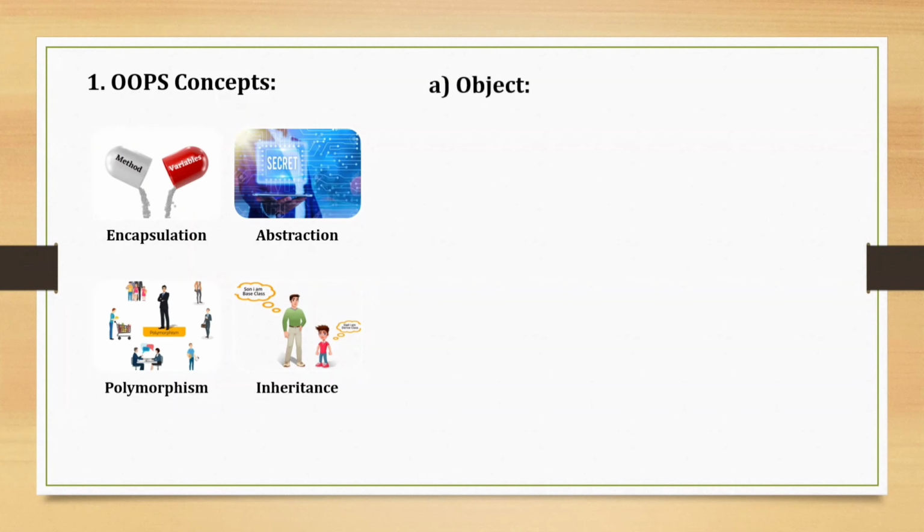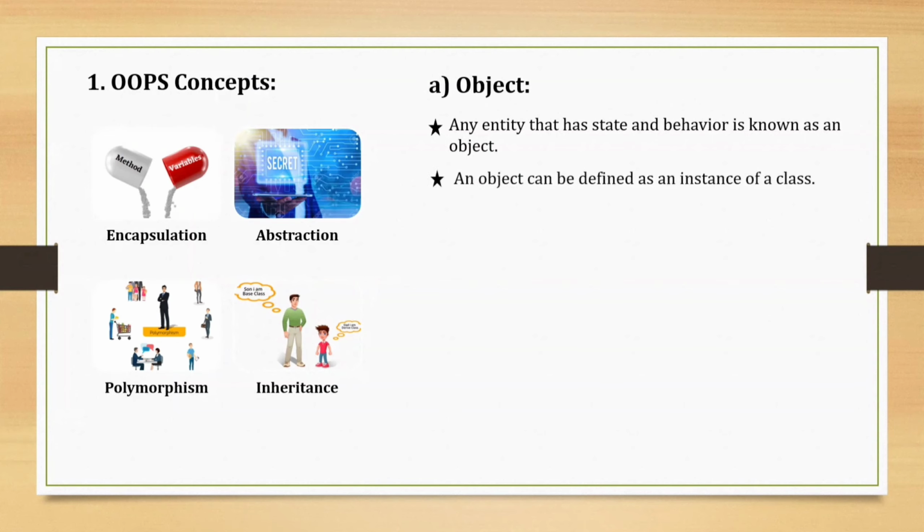First, we can deal with object. In the first video, we have already discussed about the object. So, object is a real-world entity which has its own states and behavior and attributes and methods. And the next point is object can be defined as an instance of a class. Here we found a new term called class.